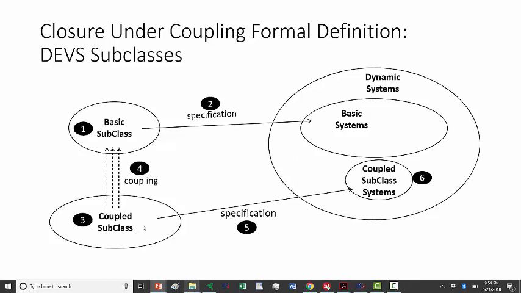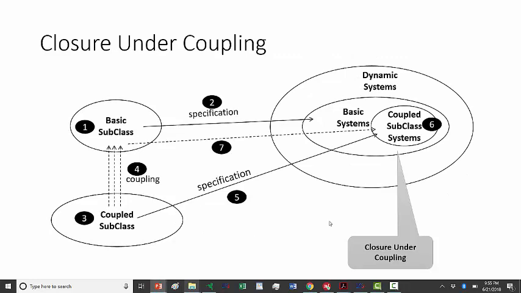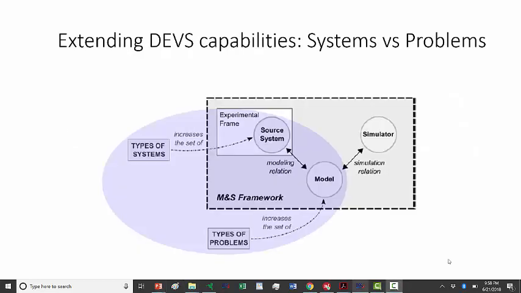By DEVS specification of coupled models, this leads to a definition of a coupled subclass of systems in the class of all dynamic systems. Now the question is, if closure and decoupling holds, then this coupled subclass of systems actually is contained, included within the basic systems that we started with, that were specified by the basic subclass.